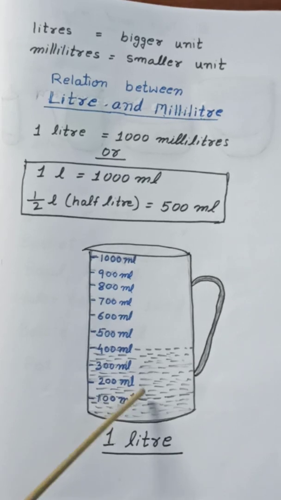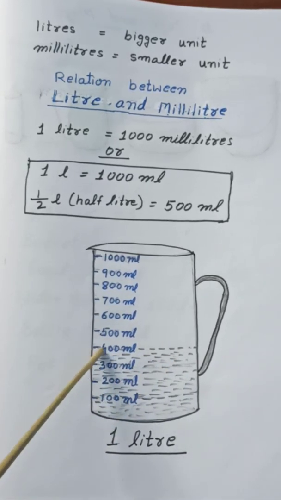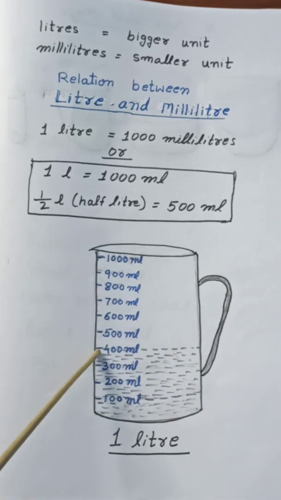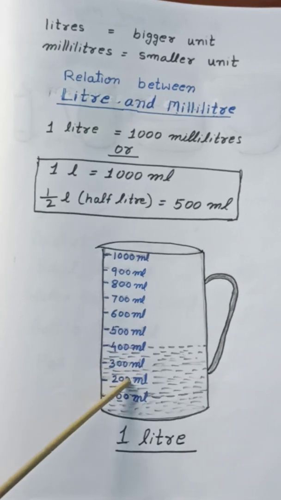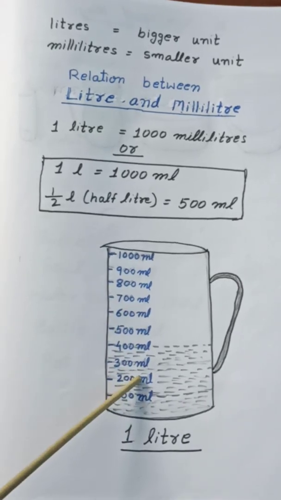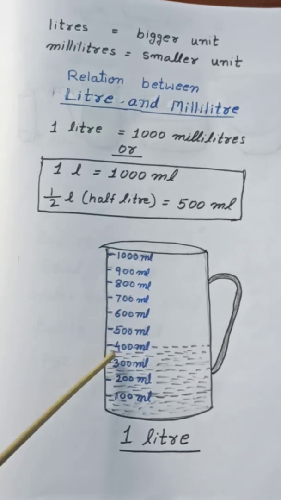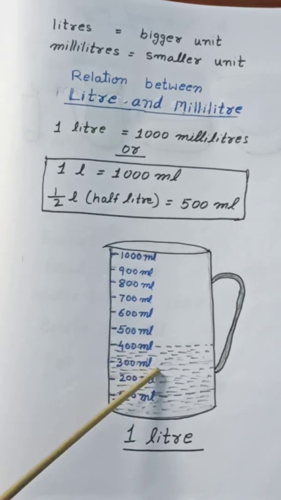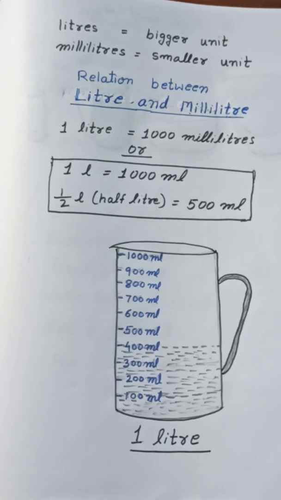Now look at here. Here is the water level up to here. So what do you say, children? How much quantity of water is filled in this jar? Yes, here it is 400 milliliter. So 400 milliliter water is stored in this jar, right?